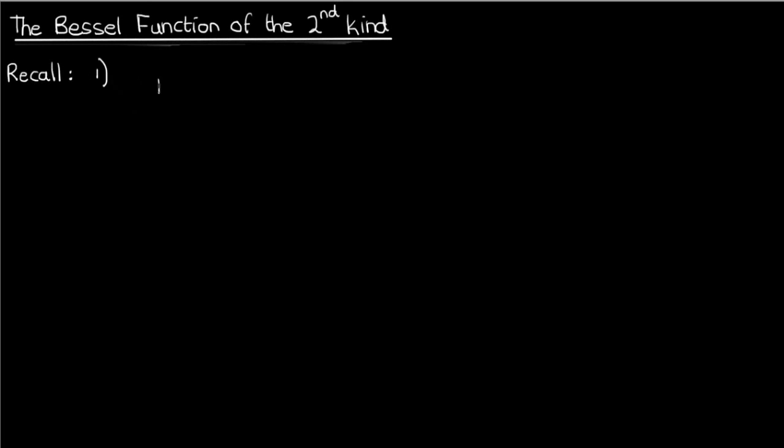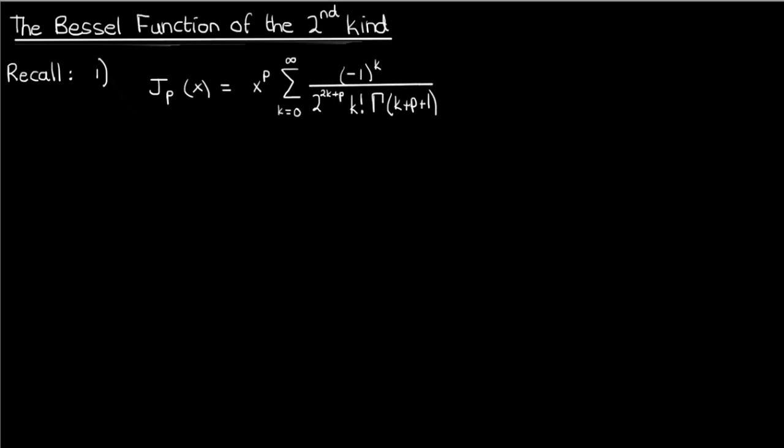The first result I want to review is that the Bessel function of the first kind of order p could be written as x to the p times the sum from k equals 0 to infinity of negative 1 to the k over 2 to the 2k plus p times k factorial times the gamma of k plus p plus 1 times x to the power 2k.